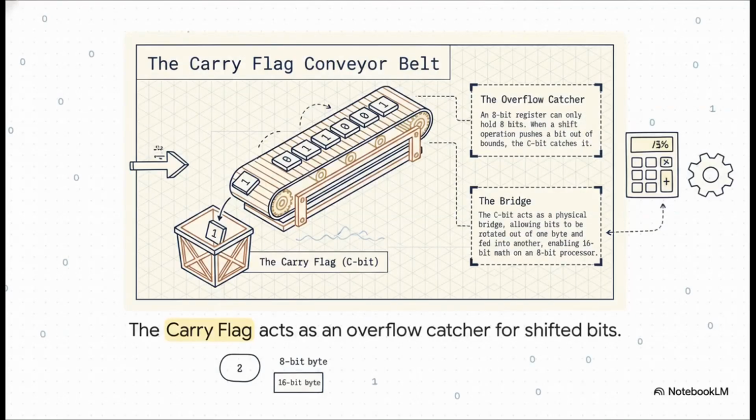But here's the catch. When you physically slide bits to the left inside a tiny 8-bit register, you eventually run out of room. The bit on the far left gets pushed right off the edge. That's exactly where the carry flag, or C bit, comes in. You can think of it like a physical conveyor belt or an overflow catcher at the end of the line. When a shift operation pushes a bit out of bounds, the C bit catches it safely in a tiny little box so it isn't lost, which allows the processor to handle numbers way larger than its standard 8-bit capacity.